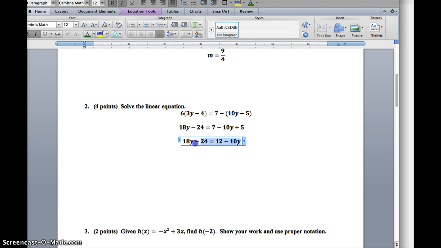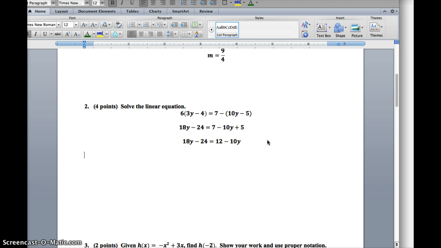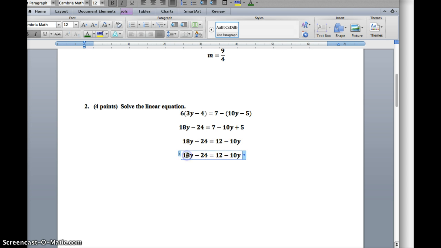And now in the next step, I'm going to add 10y to both sides. So when I add 10y, this becomes 28y, and if I add 10y, this becomes 0. And now I will add 24 to both sides. So if I add 24 to this side, I lose that. And if I add 24 to this side, then I have simplified: 28y equals 36.